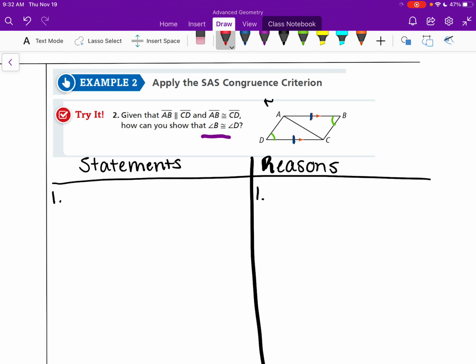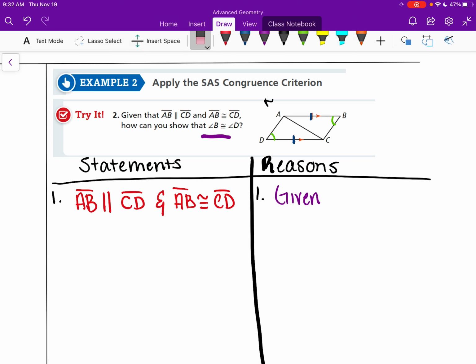Remember that statements, the first one is always what they give you. So I'm going to go ahead and just fill in. I know my first reason is going to be, hey, I was given this information. So let's see, what information are we given? We're given that AB is parallel to CD and that AB is congruent to CD. We have to state that, like, hey, we know this, and now let's work from there.